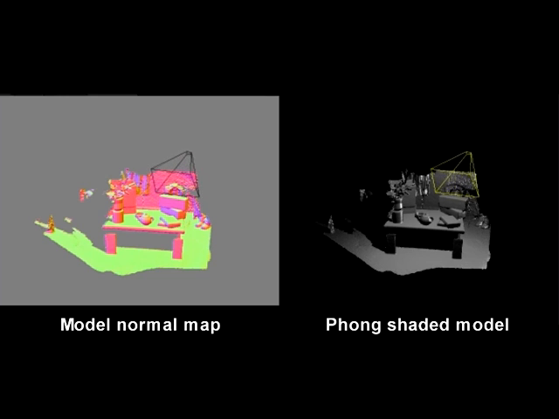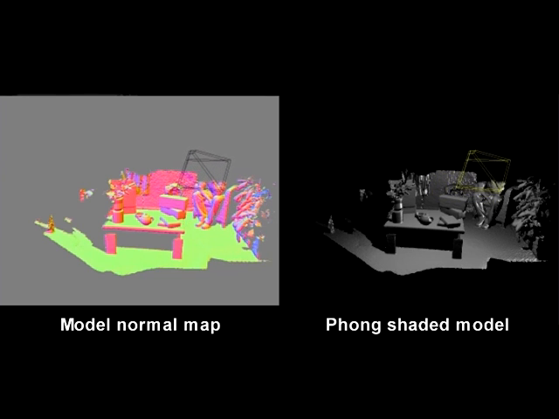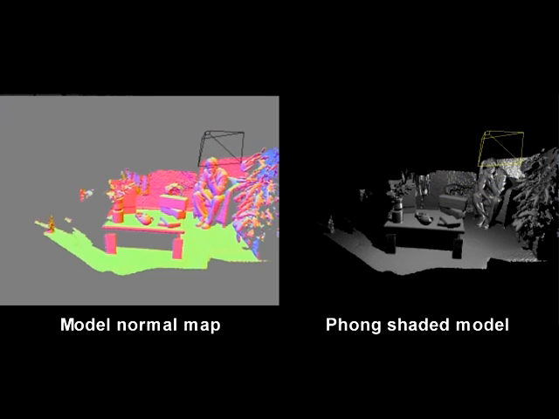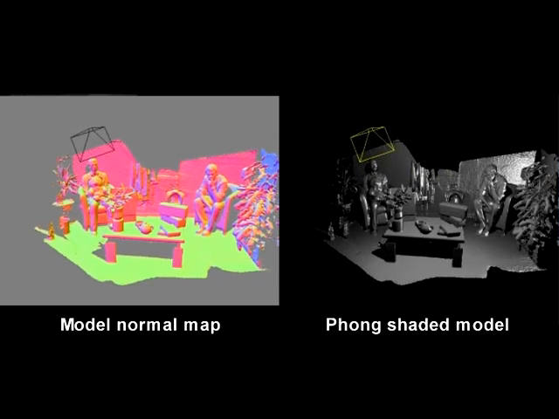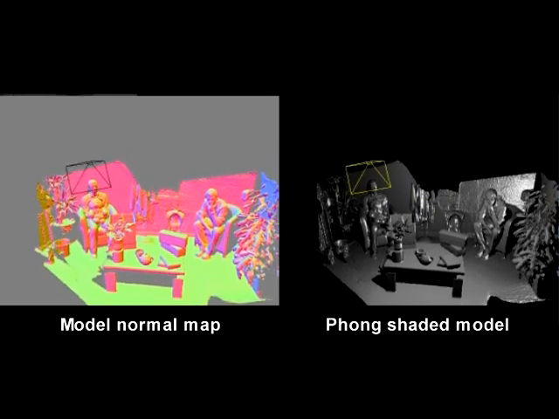Here the dense model is rendered using Phong shading, and a normal map is shown alongside. A wireframe of the frustum of the mobile KINECT camera is also displayed. A relatively detailed model of an entire room can be generated quickly and easily.